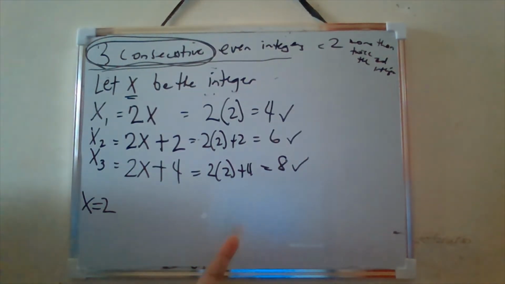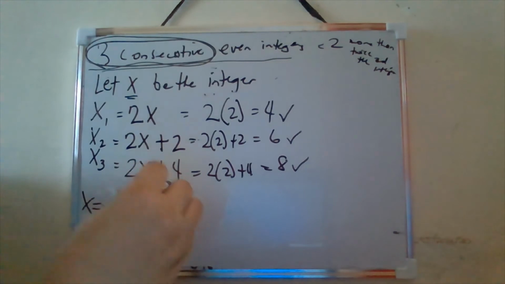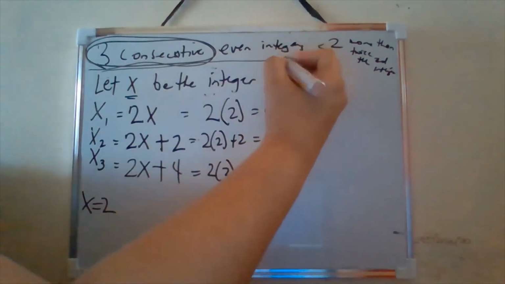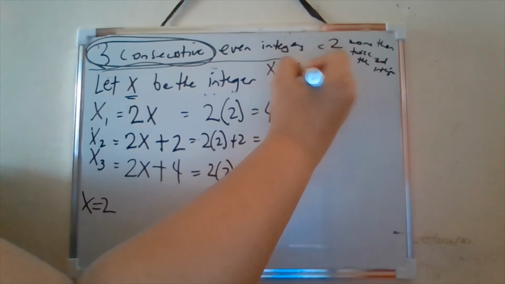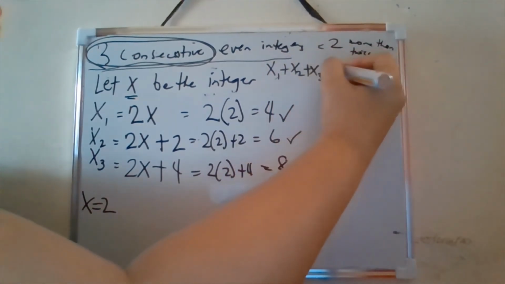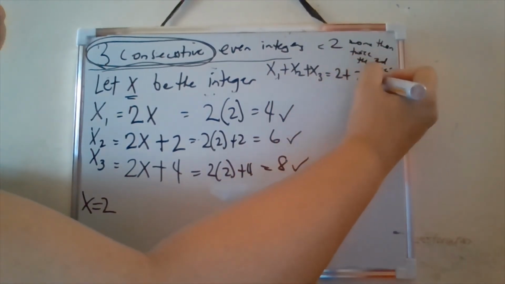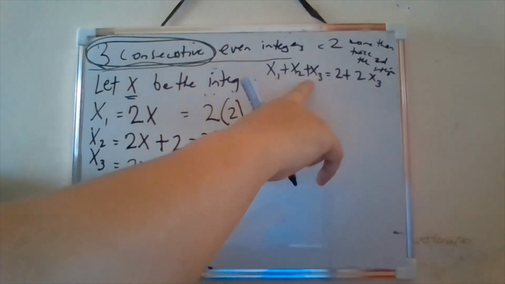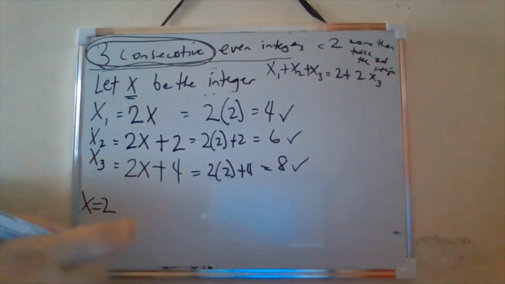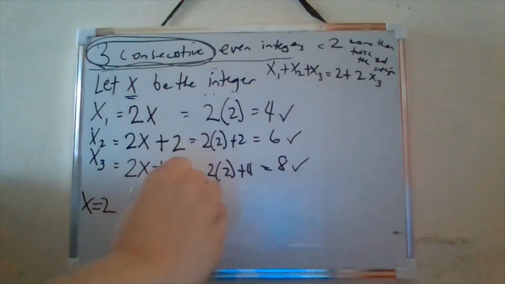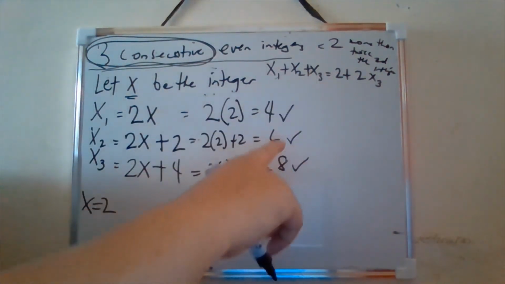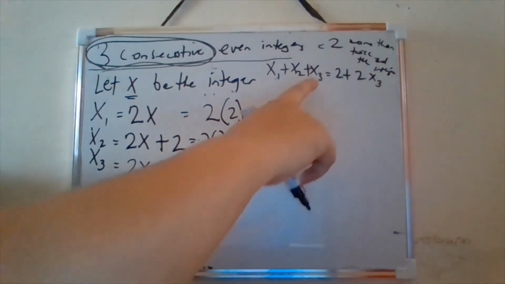Now, let's try to check kung tama yung 3 consecutive even integers natin. Kasi ang sabi, it must be equal to 2 more than twice the third integer. Okay. So, naalala niyo yung kaninang equation, di ba? X sub 1 plus X sub 2 plus X sub 3 equals 2 plus 2 X sub 3. Okay? So, let's try to check if we get the correct consecutive integers. So, X sub 1 is 4. X sub 2 is 6. X sub 3 is 8.